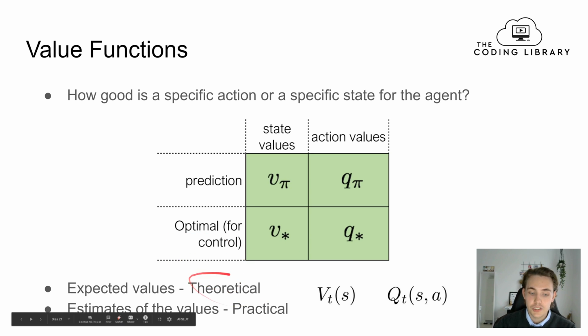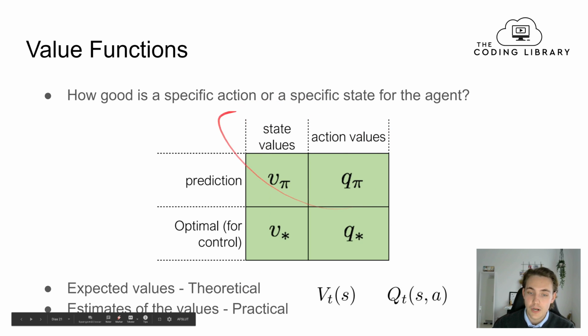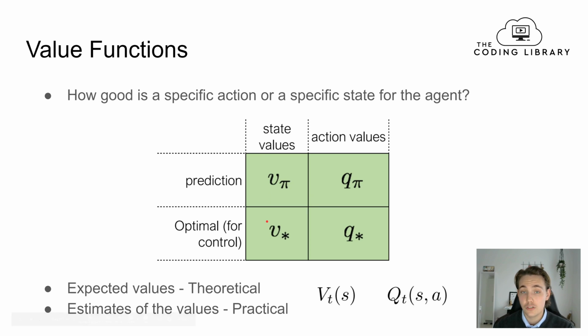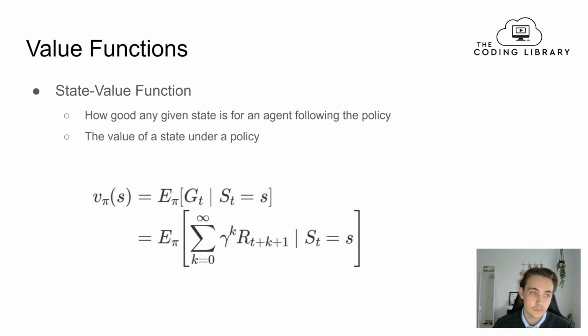So the expected values here are more theoretical, and we can't really use them in a practical way. These are the theoretical value functions, and then we try to estimate those value functions, which we can apply in some practical examples. So this uppercase V and uppercase Q are the estimates of these value functions that we can actually implement in our reinforcement learning implementation.